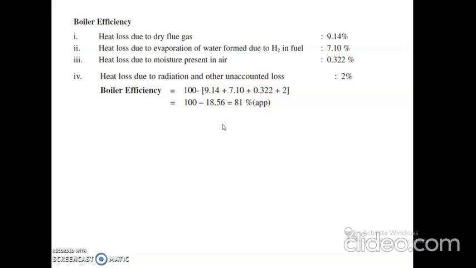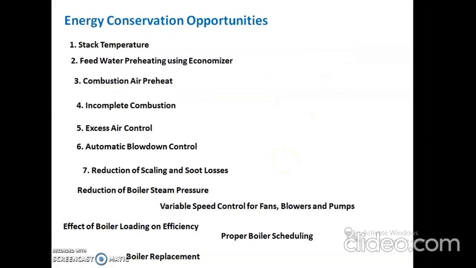The interesting fact is that right now, because of the indirect method, you know how much heat is wasted and where it is wasted. So you have to focus more on heat loss due to dry flue gas, heat loss due to evaporation, and moisture percentage in the air, and from that you can go after these losses and try to reduce them. So this is the indirect method to calculate the boiler efficiency.